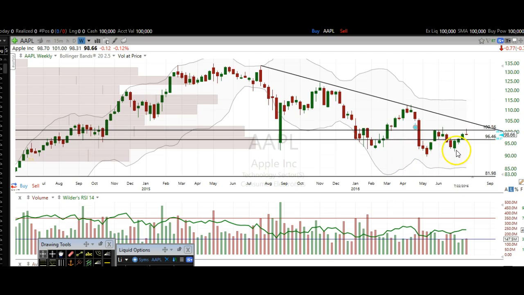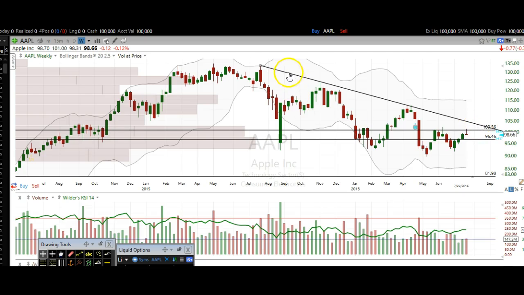Touch here, a touch here, and it looks like if we end up breaking over this downtrend line, then I'm going to be very, very bullish on Apple because we are kind of coiling here.